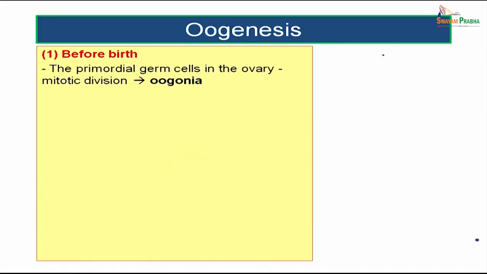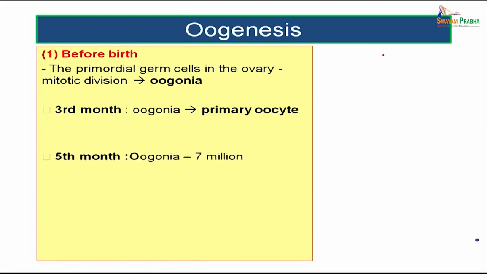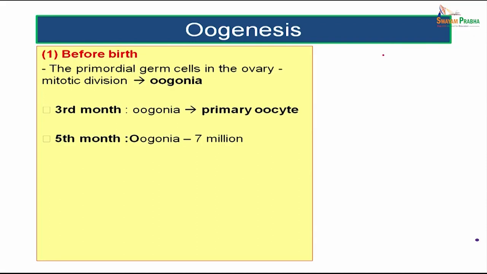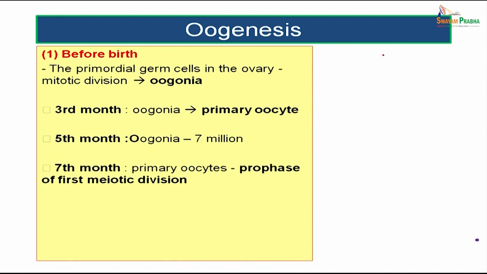Before birth, we have the primordial germ cells in the ovary, and they multiply and multiply by a process known as mitosis. So by mitotic division, a larger number of primordial germ cells are formed and they are converted into oogonia. During the third month of intrauterine period, the oogonia are transformed into primary oocytes. By the fifth month, you will have about 7 million oogonia within the female child, and by the end of the 7th month, the primary oocytes will start their first meiotic division.